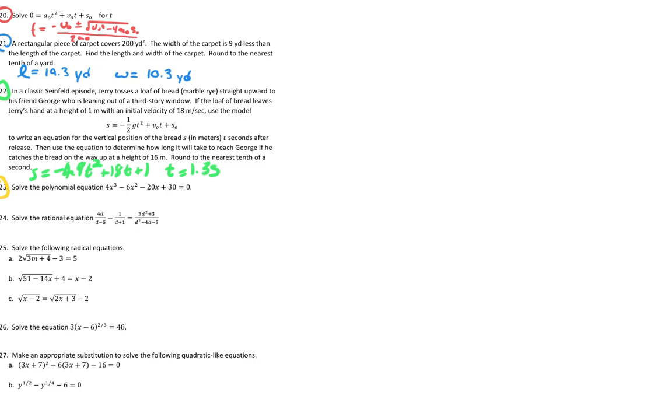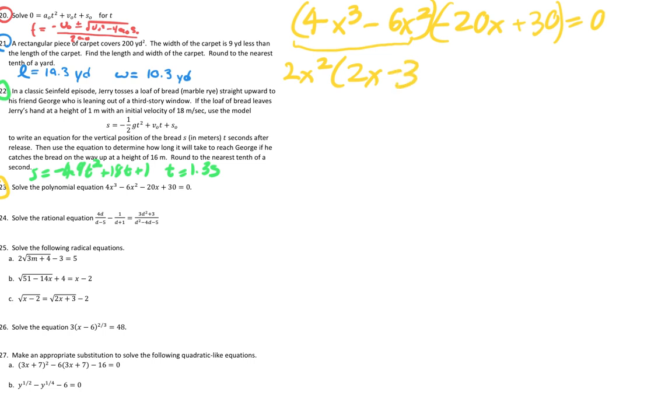I'm going to solve the polynomial equation 4x cubed minus 6x squared minus 20x plus 30 is equal to 0. So what I'm going to do is break this into two separate parts so we can solve for. So 4x cubed minus 6x squared and negative 20x plus 30 is equal to 0. So looking at the 4x cubed minus 6x squared, I want to take out a common factor. So I can see that 2x squared is a common factor. So 2x squared, that's going to leave us with 2x minus 3.